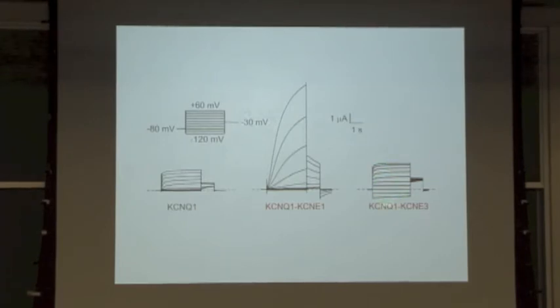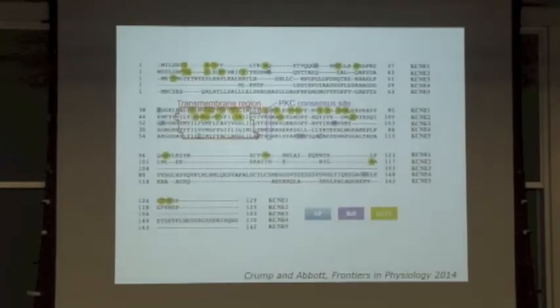If you go low enough in voltage, more negative enough, you will see closing. You can actually see a tiny hint of some deactivation here when we went from minus 80 to minus 120. You can see some closing here. But you can see how much the KCNEs, these little subunits, change the properties of the channels.